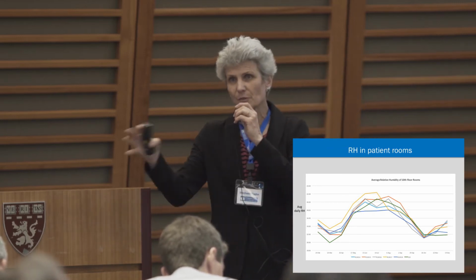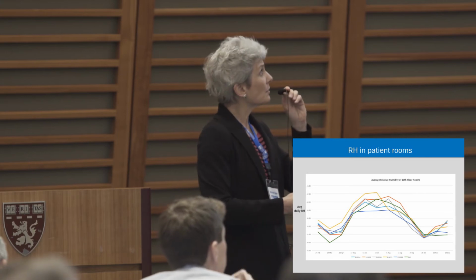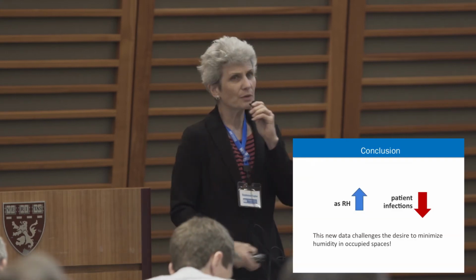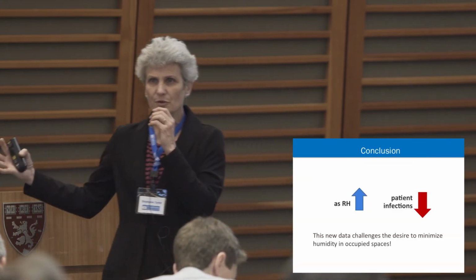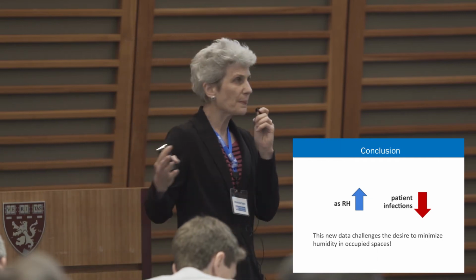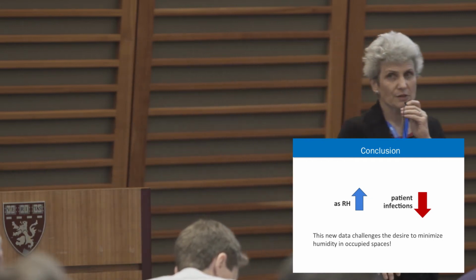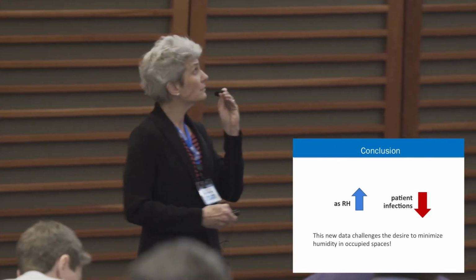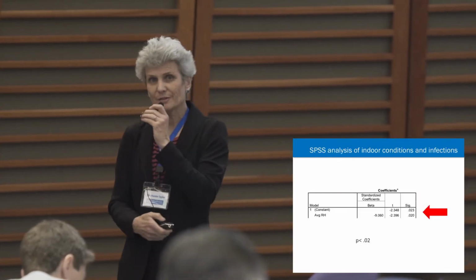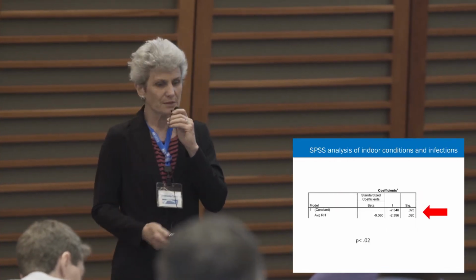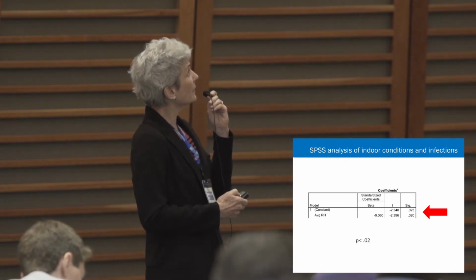This just shows you the relative humidity in the 10 rooms was about the same. So the conclusion is, as the relative humidity approached 42% in this hospital, patient infections dropped. So this just shows you that it was significant to p less than 0.02.